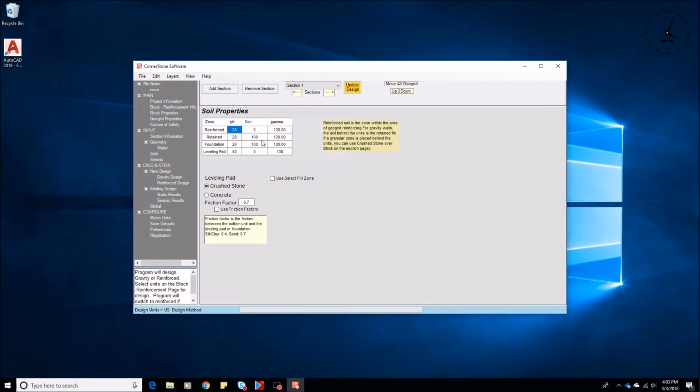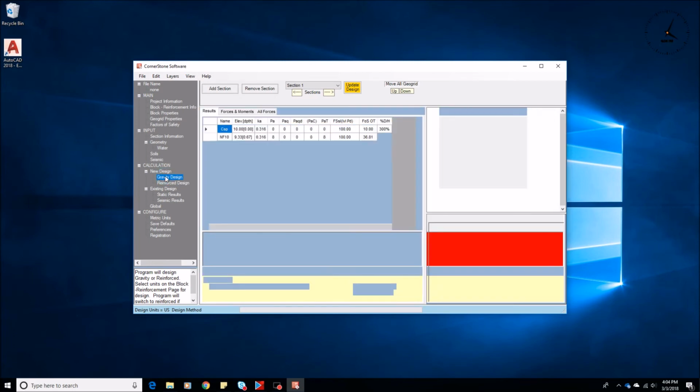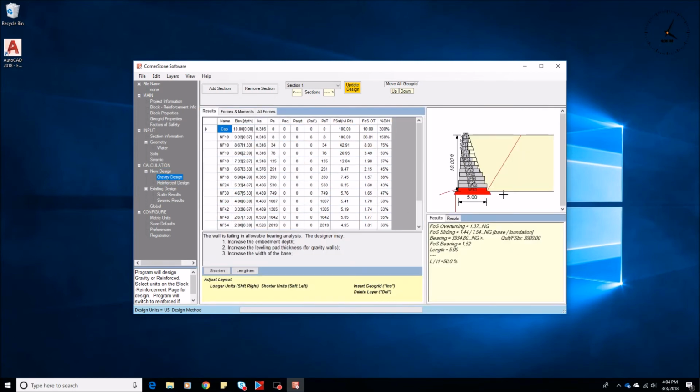If we come in with a gravity wall design, we don't have any reinforcement. We only have the foundation and the retained fill at 27. I'm going to put a clay material in here. Gravity doesn't work. We're failing here in overturning. We're also failing in sliding. We're also failing in bearing.